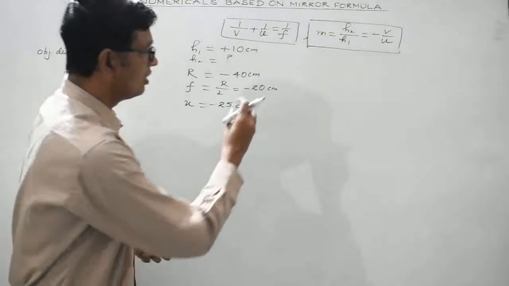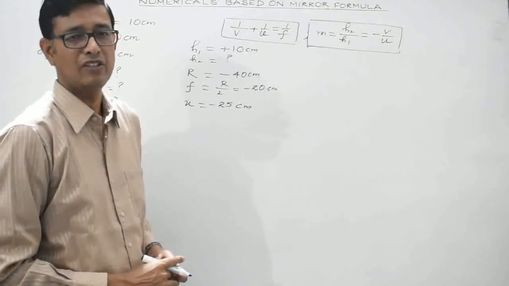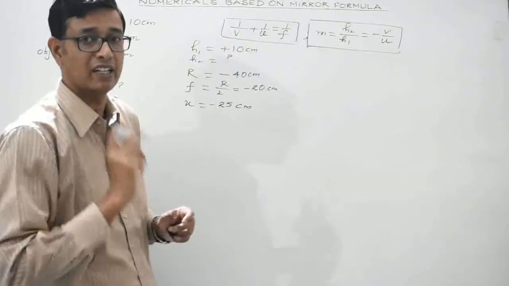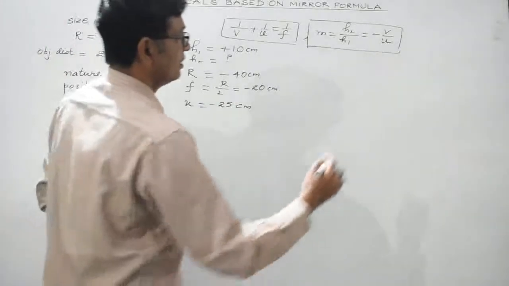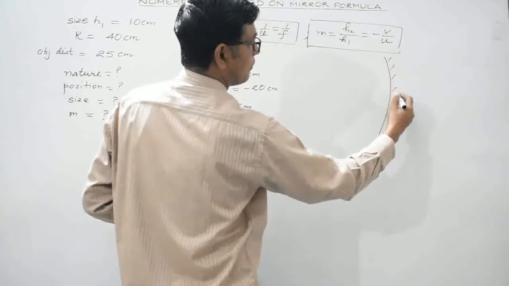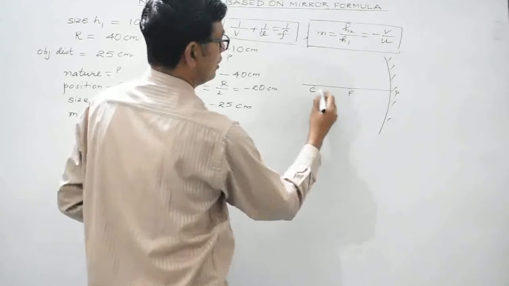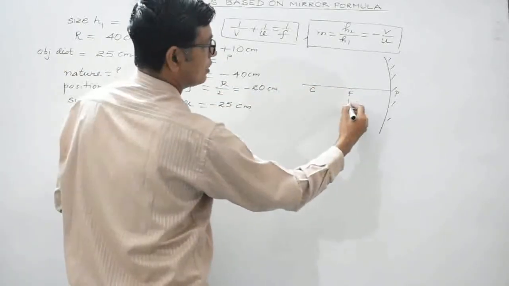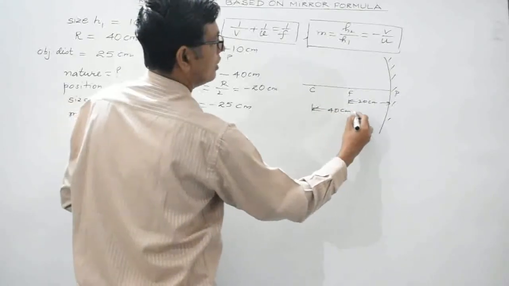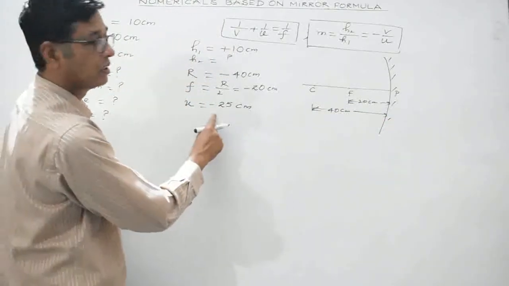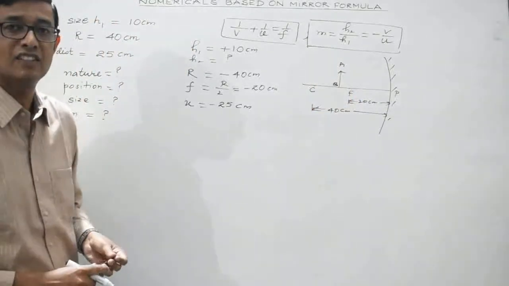Actually, even without doing a single step, you can easily identify the nature of the image simply by recalling all those 6 ray diagrams in the case of concave mirror, right? You can draw a rough ray diagram as well. This is the mirror, concave mirror. This is F, this is C. Now the focal length is 20 centimeter, radius of curvature is 40. Object is placed at a distance of 25 centimeter. The object must be placed somewhere over here. This is the object, isn't it?